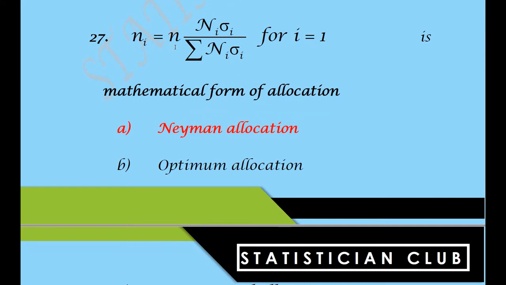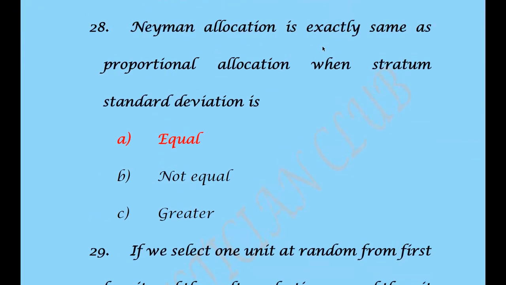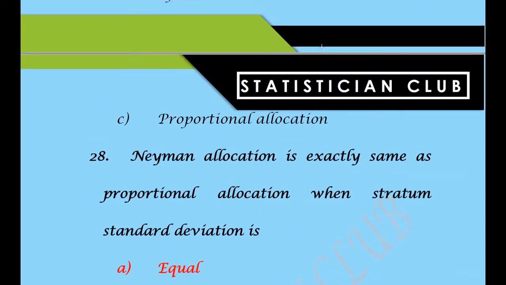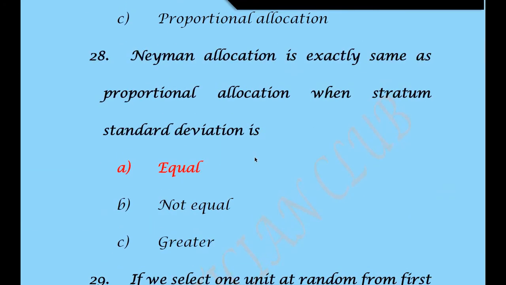Ni is equal to small n times capital Ni sigma i over the summation of capital Ni sigma i for i equal to 1 to k is the mathematical form of Neyman allocation. Neyman allocation is exactly the same as proportional allocation when the stratum standard deviation is equal. If the stratum standard deviation is equal, Neyman allocation is exactly like the proportional allocation.